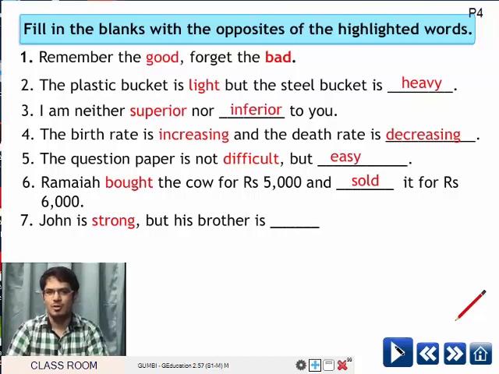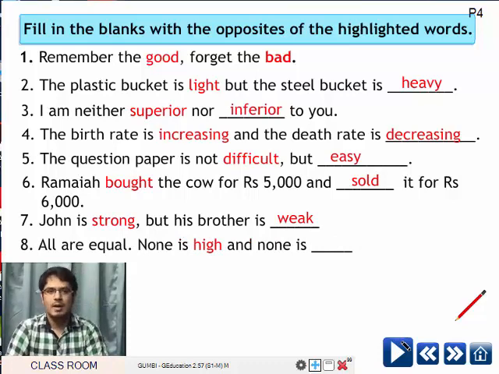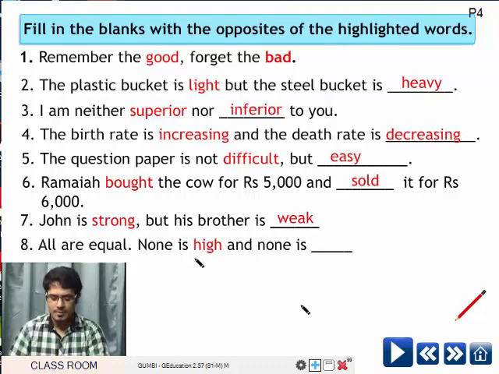He is very strong. John is strong but his brother is weak. Strong, opposite weak. Next. All are equal and none is high and none is low.